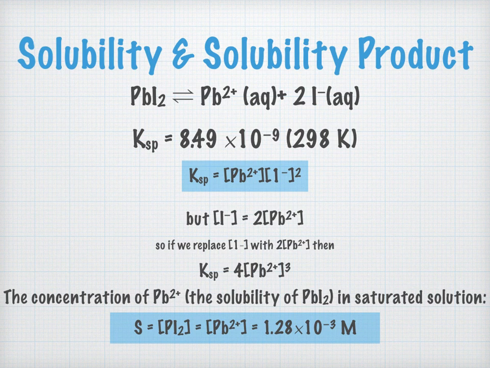I can then rearrange that to work out the solubility. My solubility is the concentration of my lead iodide in solution, and it would be 1.28 times 10 to the minus 3 molar in a saturated solution.